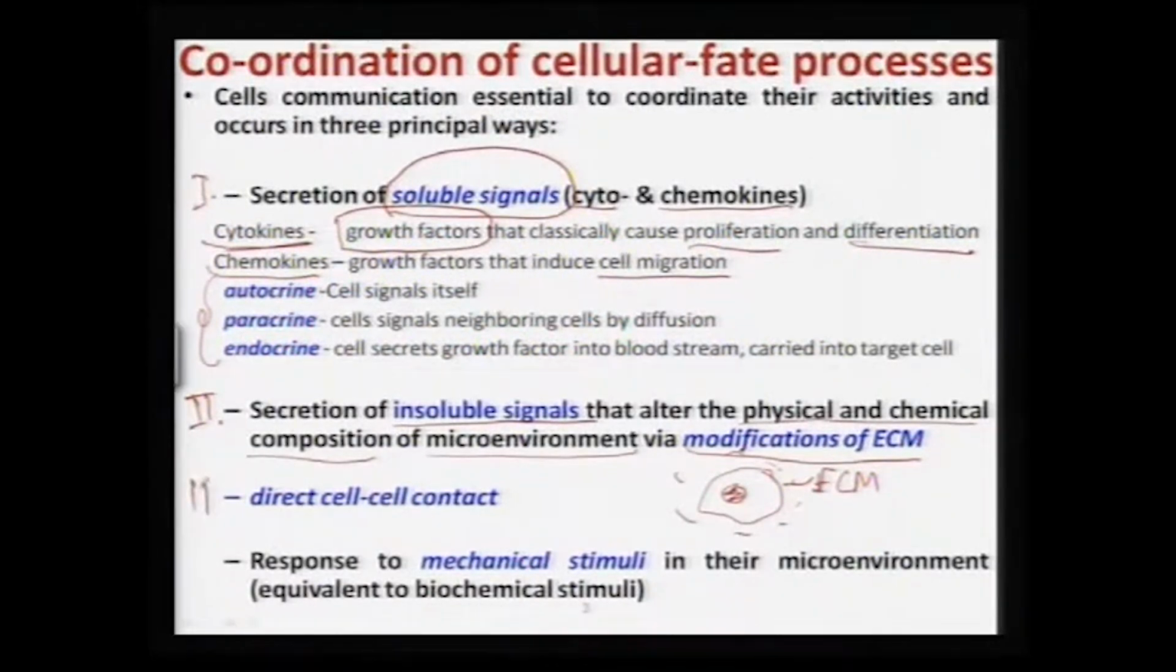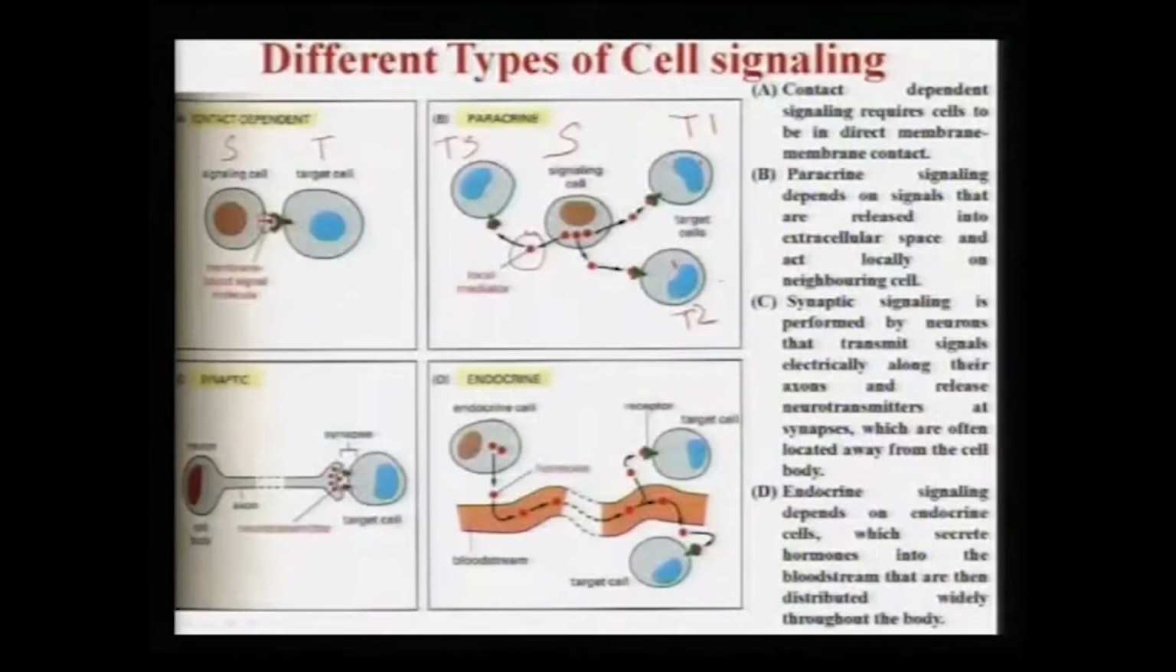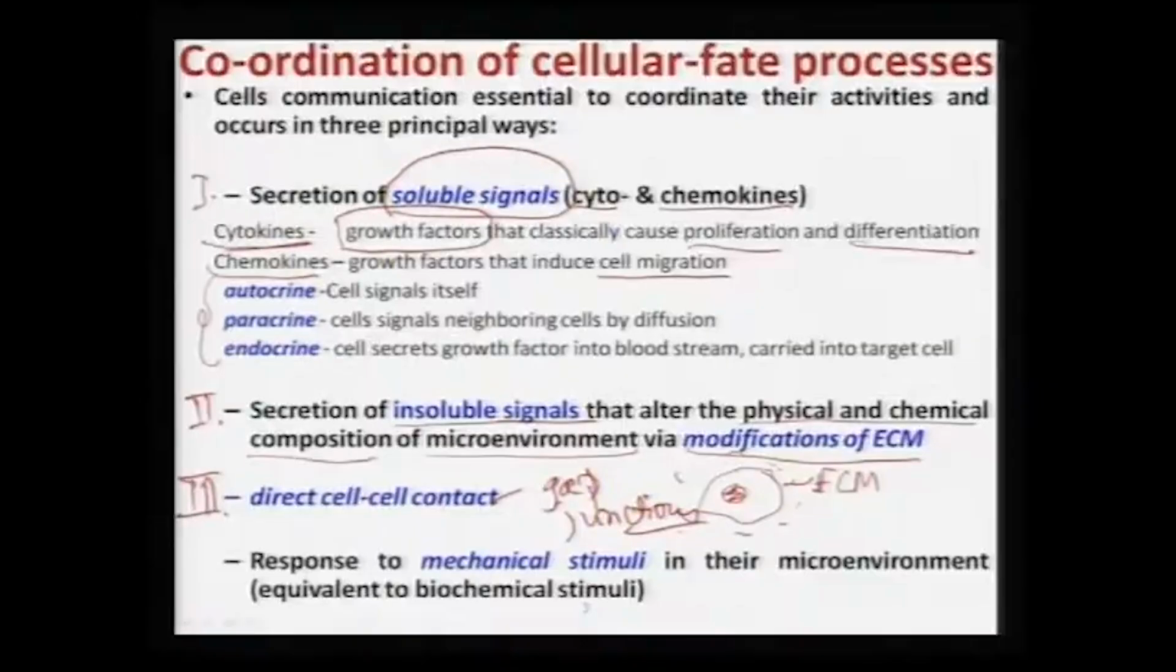The third one is direct cell to cell contact. That takes place through gap junctions. Now, what are gap junctions? I will come to that in a few minutes. So, this is direct cell to cell contact, and the fourth one is the response to mechanical stimuli in their microenvironment, equivalent to biochemical stimuli. The first three are three different principles of communication. I repeat, that is through soluble signals, second the insoluble signals, and third cell to cell contact.